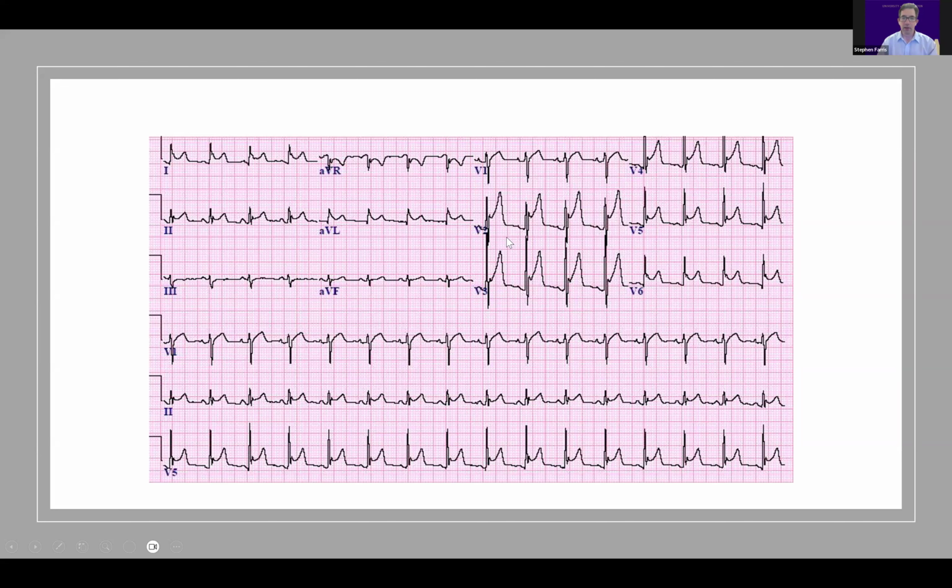Now, if you look, there's definitely pretty impressive ST elevations, and hopefully, as soon as you see this, you're like, oh no, right? This looks bad. However, where's the MI? Is it septal? Is it anterior? Is it lateral? Is it inferior? It's not really possible to have an MI everywhere, right? Especially somebody with normal vital signs.